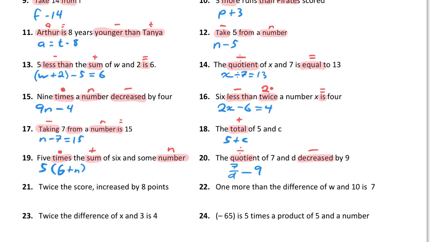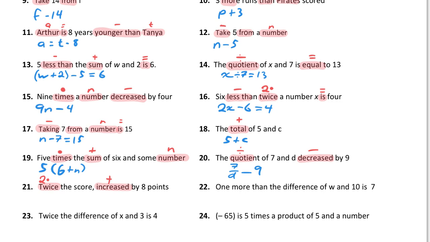For number 21, twice the score, we know what twice is, and increased by means adding. So it is 2 times something, right, twice, and increased by is adding. Let's put it all together.